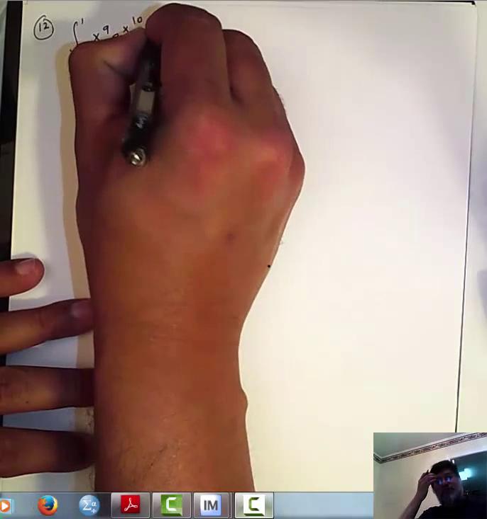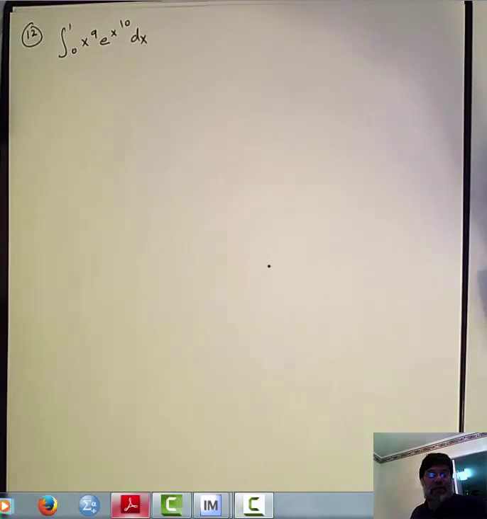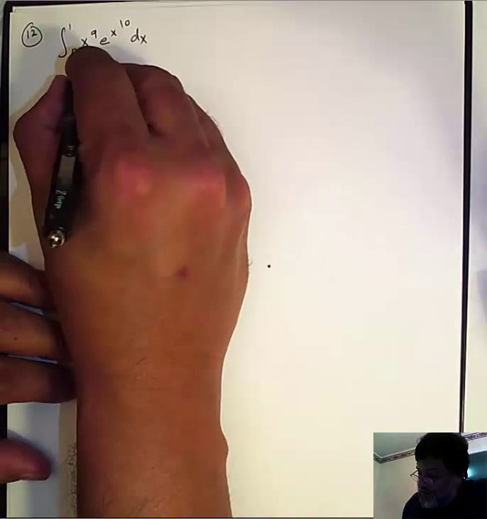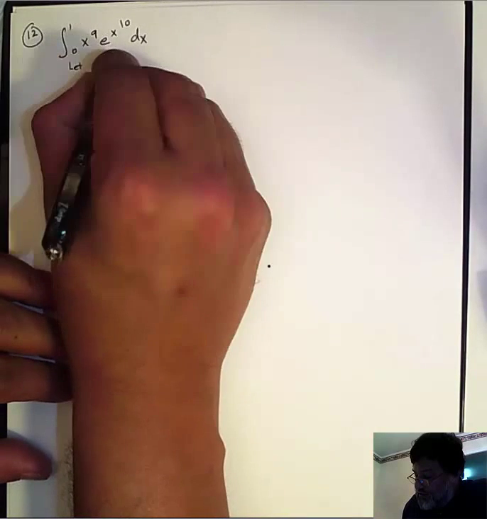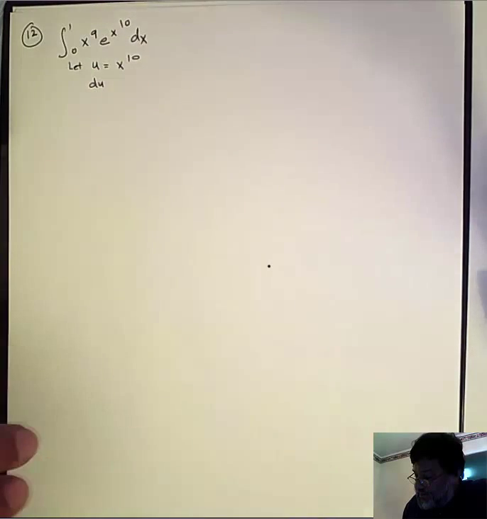Right, it's asking you to evaluate that using the table. If you already know how to do this without a table, that's even better. So I'm just going to use the u substitution here. If you extend, what is my du?